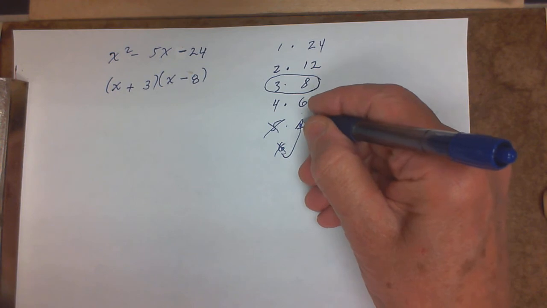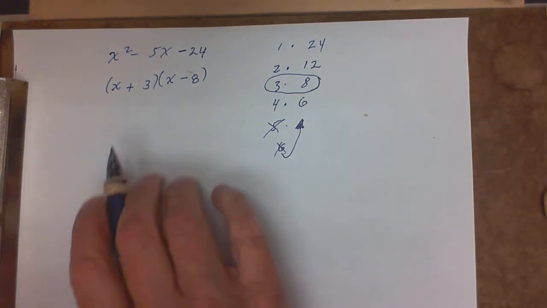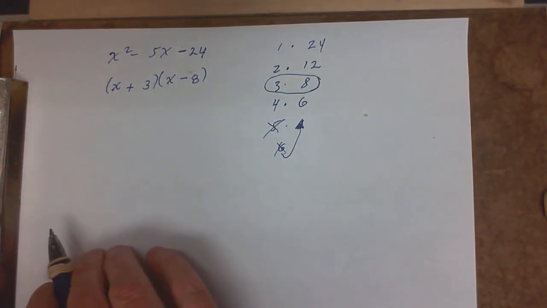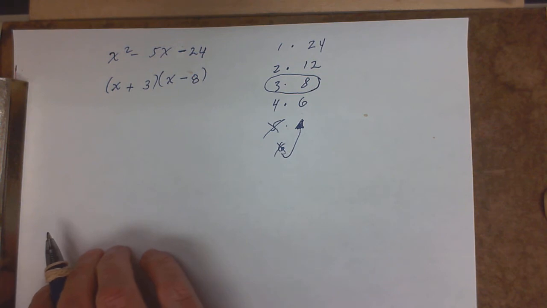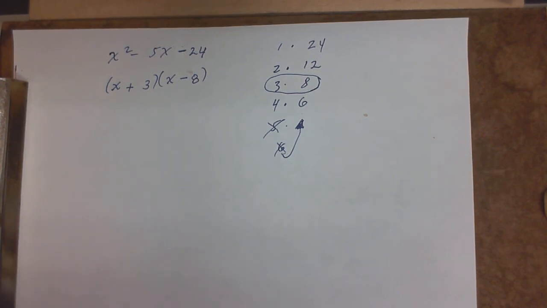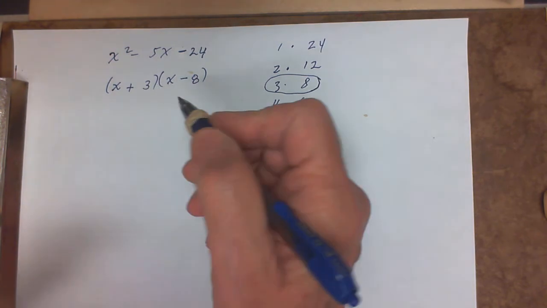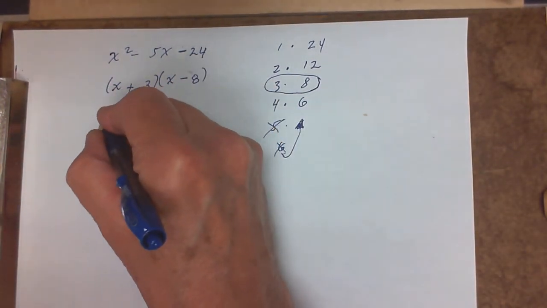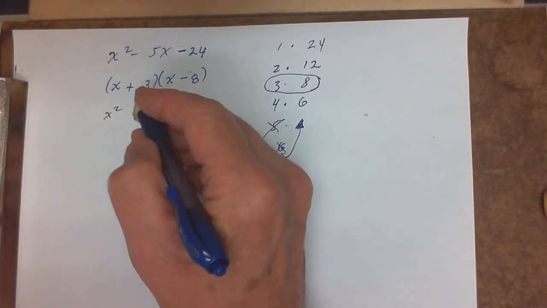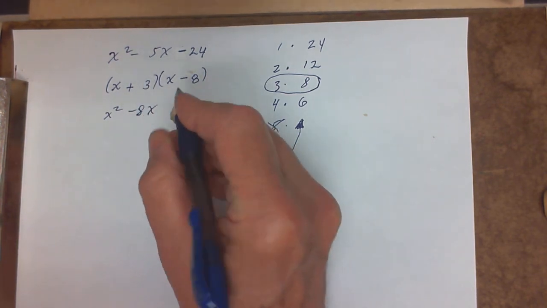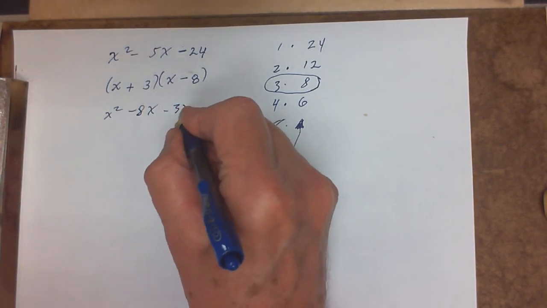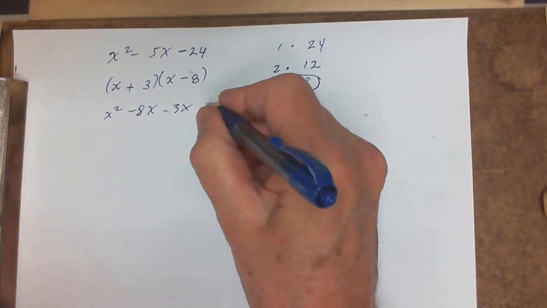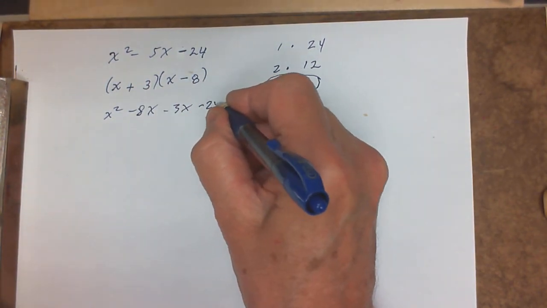After you think you have the right combination in the parentheses, check it by using FOIL, first, outside, inside, last. So the check, and you can do it mentally once you get good at this, x times x is x squared. The outside is minus 8x. The inside is minus 3x. And a positive 3 times a negative 8 is a negative 24.